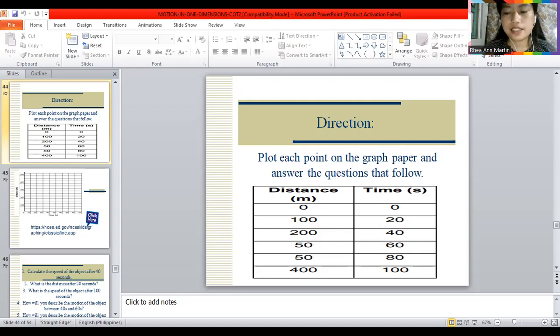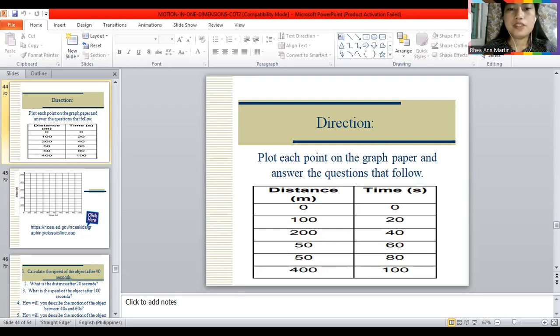So, what is the distance after 20 seconds? Balik tayo. After 20 seconds, the distance is 100 meter. So, what is the speed of object after 100 seconds? So, ilan daw? Yung speed after the object is 100 seconds. So, 100 seconds, 40, i-calculate na naman natin. 400 over 100. That is 4 meters.